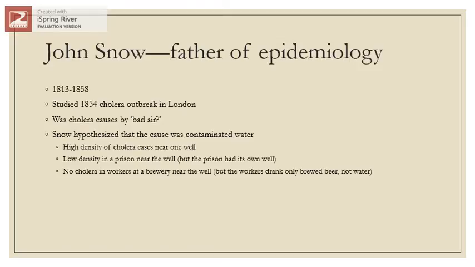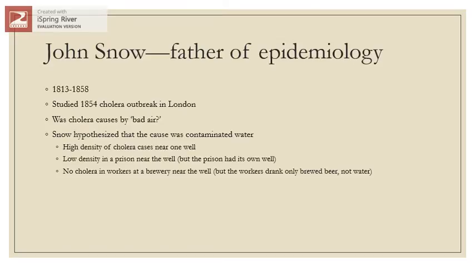The reason he thought this was that he noticed a high density of cholera in people who lived near a certain well at that time. Water came from wells, and so you would go to the closest well to you geographically for your source of water. So a lot of people near this one particular well developed cholera. And there was a prison nearby that well. And nobody from the prison, or very few people in the prison, got cholera. But Snow noticed that the prison had its own well, separate from this other.